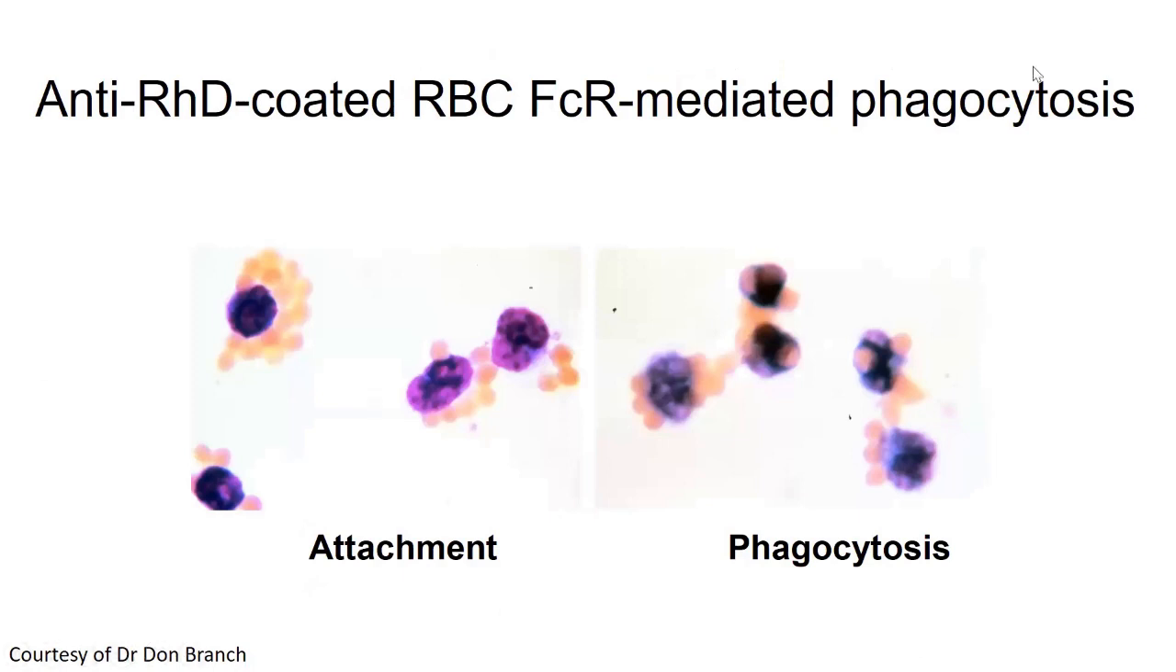Here are some pictures of the assay. Attachment may be a precursor or a predictor of hemolysis, but the most significant predictor would be phagocytosis, so actually seeing the erythrocytes within each phagocyte.